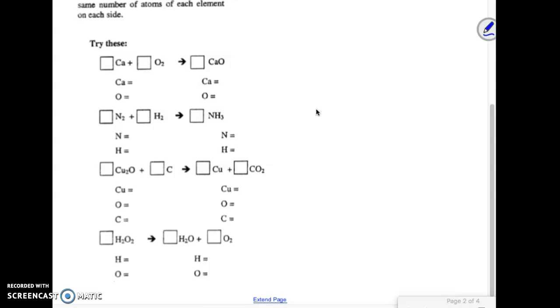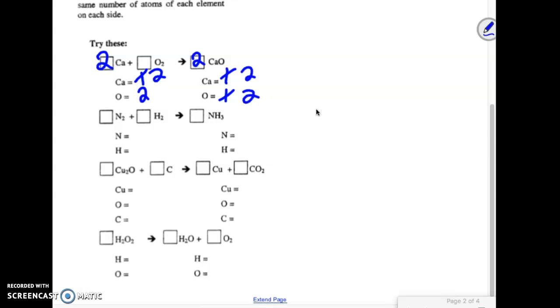I have 1 calcium and 2 oxygens on my reactant side, and I have 1 calcium and 1 oxygen on my product side. I'm going to change this to a 2 to get my oxygen to be the same. That also changed my calcium though, and I'm going to also have to change my calcium on this side to make it balance. You're just trying to get your numbers to be the same.